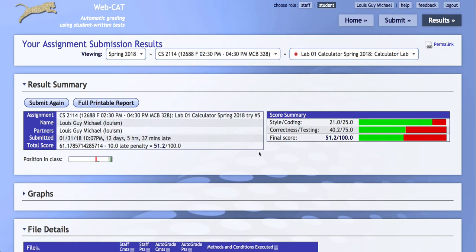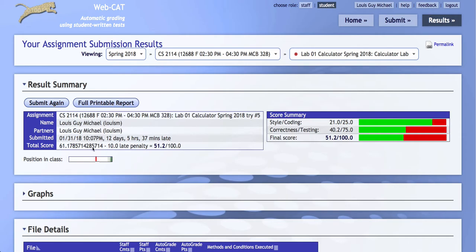So right off the bat, we have a little bit of a breakdown right here. We can see my submission, when I did it, what number try it was, a little bit of information about me, like my name and if I had any partners. This is when it was submitted, and this is my total score.